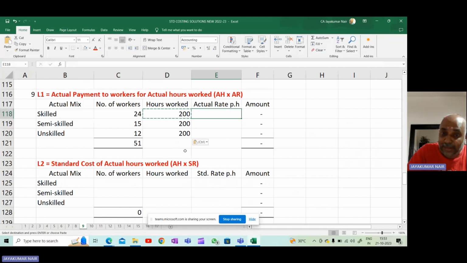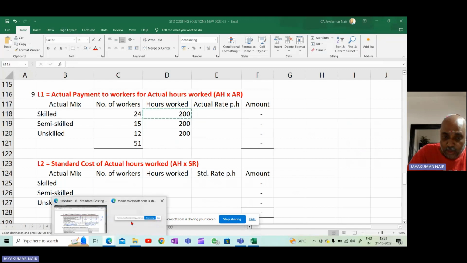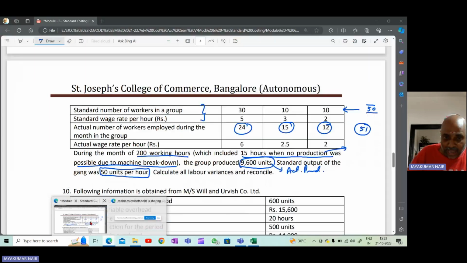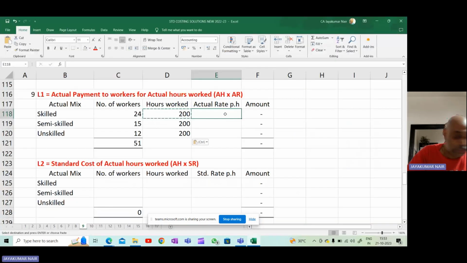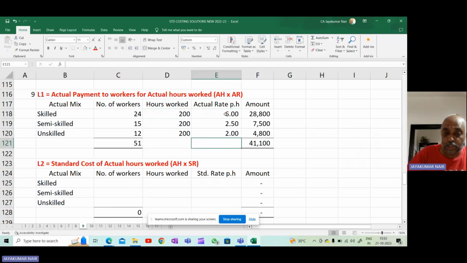Now the rate per hour. Per hour, if they work, what is the actual rate? Actual rate is 6, 2.5, and 2. So I will fill it here. Actual rate is 6, 2.5, and 2. So 24 into 200 into 6, you will get the total payment.